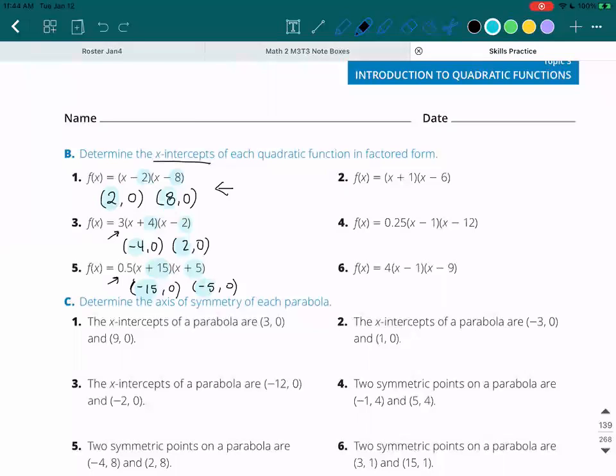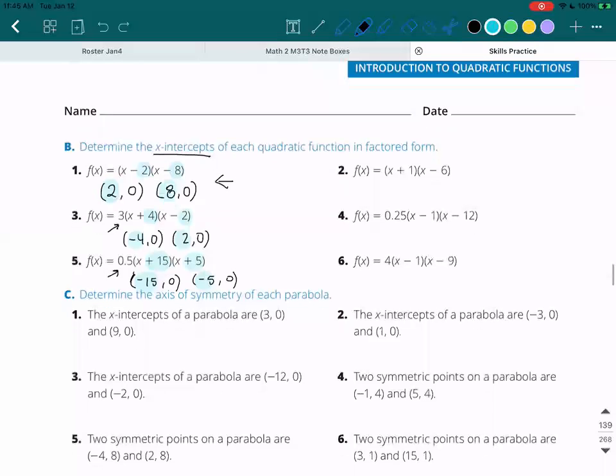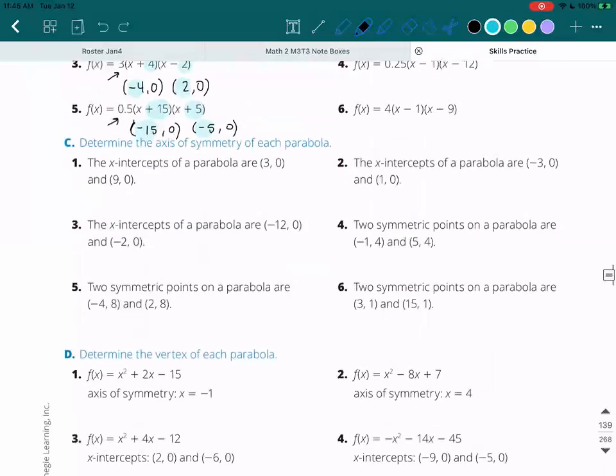All right. Now I'm going to pause the video, see if you guys have any other questions. All right, so that's it for that section. That's how we get our x-intercepts from the factored form. Now we are on to determining the axis of symmetry for each parabola. So we want the line that divides it in the middle.